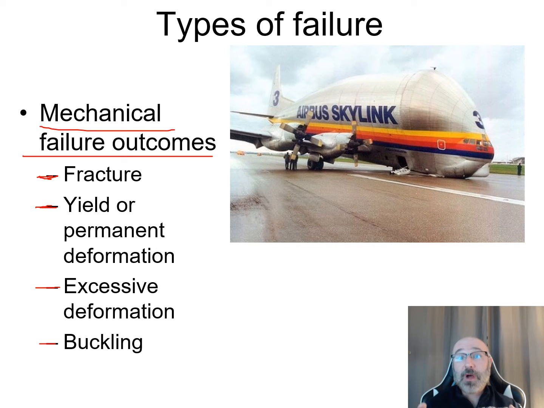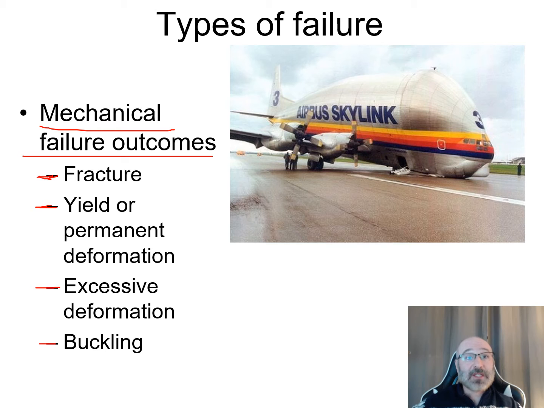If we load this part and it yields and has permanent deformation, and when we unload it, it doesn't return to the same size and shape, then that could be a failure for us, because maybe it's a part that needs to be loaded and unloaded multiple times as its function within the whole system or product. So if yielding is occurring, we consider that a failure for this individual design. In other designs, maybe that yield is not important and is not considered a failure. But for mechanical failure outcomes, permanent deformation could be considered a failure.